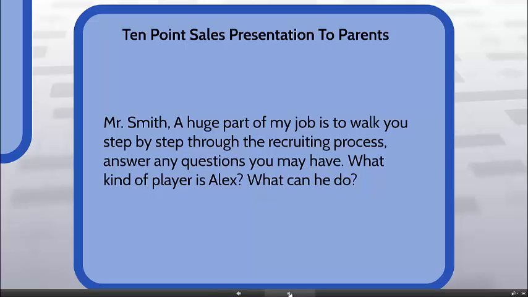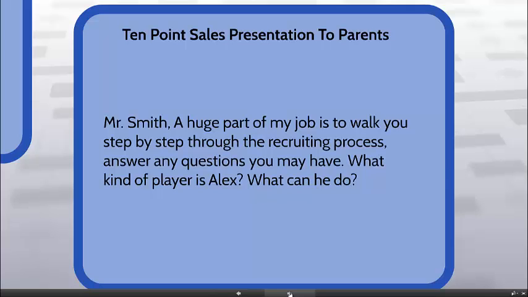So again, I am telling them how we're going to do what we're going to do for them at Woods Recruiting. As a scout, you need to be very clear on the steps you're going to take for them, because they don't know and they need to understand what it is. And then again, you're asking questions.